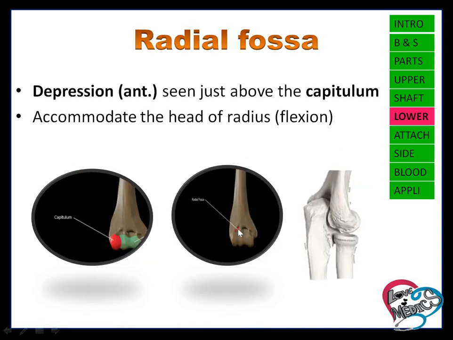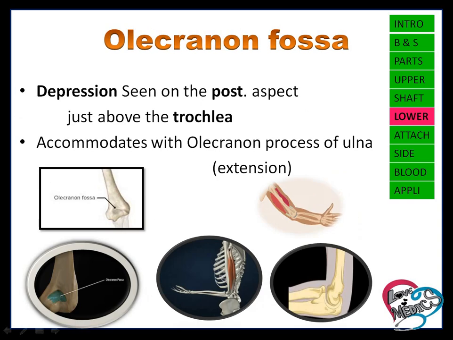Radial fossa. It is a depression seen on the anterior aspect and above the capitulum. It accommodates the head of radius when the elbow is flexed. Olecranon fossa. It is a depression seen on the posterior aspect of humerus and just above the trochlea. It accommodates the olecranon process of ulna when we extend the elbow.